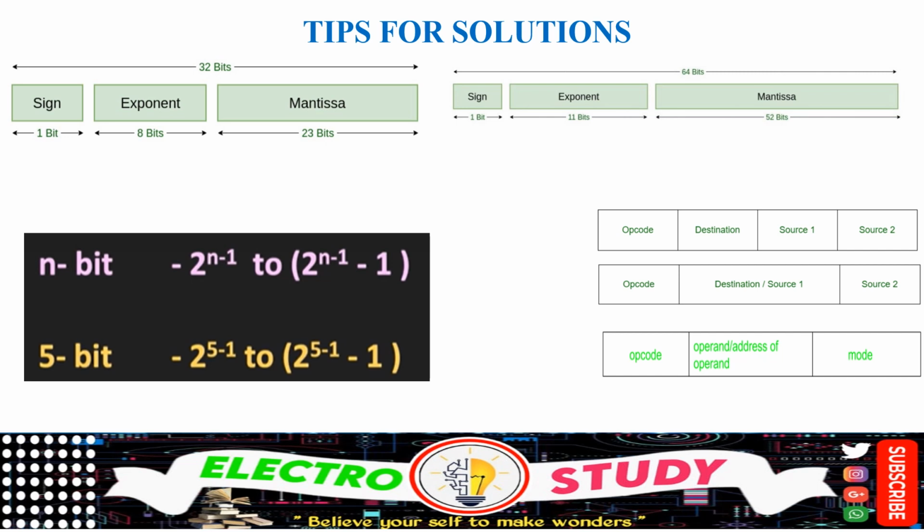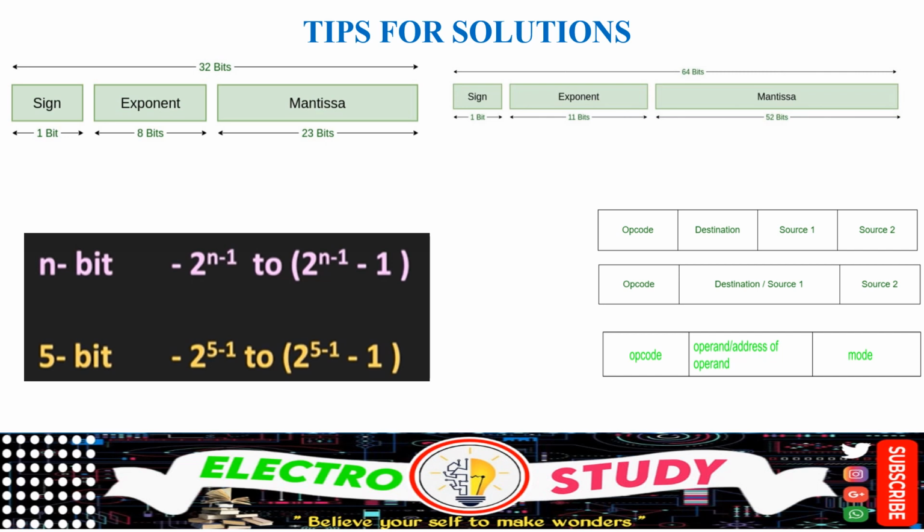And next, problem based. For n bit, this is the formula. If it is 5 bit, this is the formula. Use this formula after you do the 2's complement of the given number. And then finally, the last question.